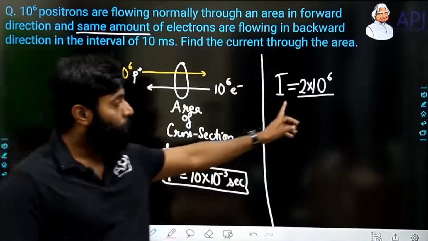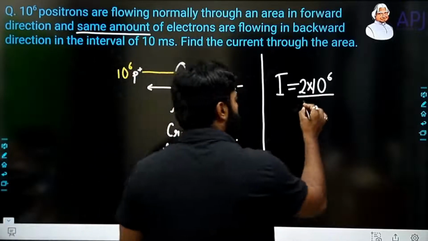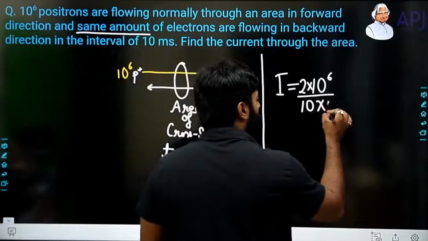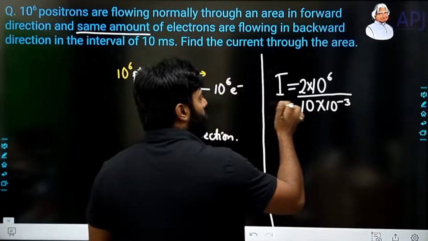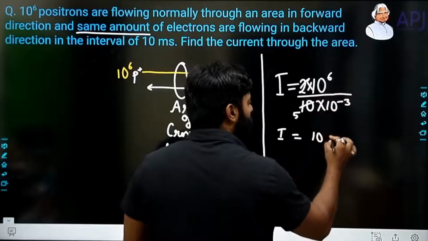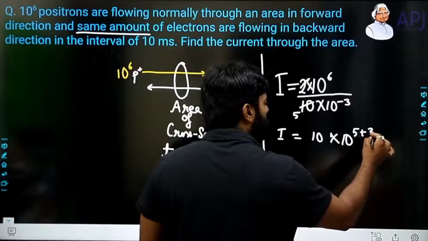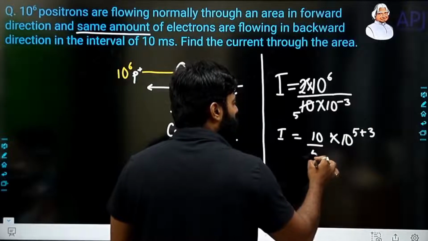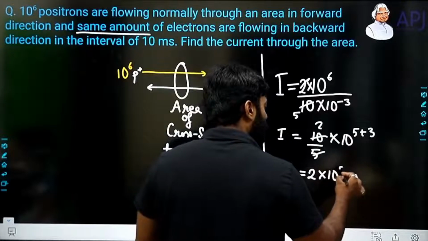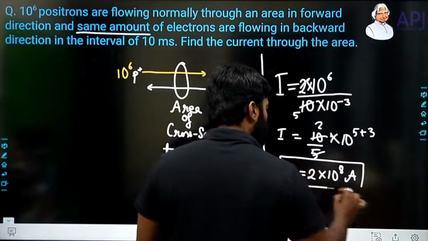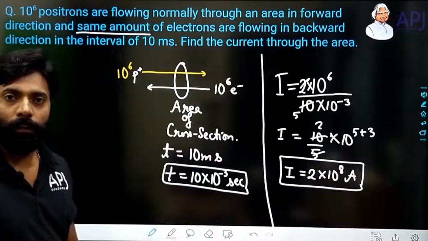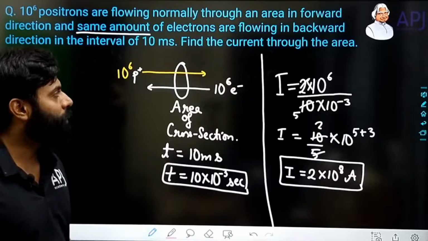So I can write this as 2 into 10 to the power of 6, and the time will be 10 milliseconds, which is 10 into 10 to the power of minus 3. So I equals 2 into 10 to the power of 6 divided by 10 into 10 to the power of minus 3, which is 10 into 10 to the power of 5 plus 3. Then 10 divided by 5 gives 2. So I becomes 2 into 10 to the power of 8. This is a pretty huge amount of current flowing.